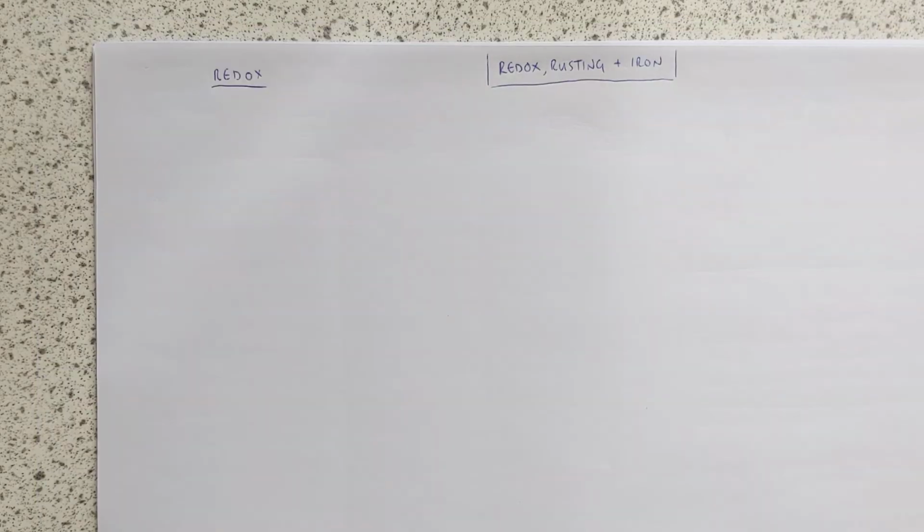In this video, we're going to look at topic 2.2 in Year 12 Chemistry, which is redox, rusting and iron. In reality, this topic is basically three smaller topics pushed into one. So we've got a section on redox, a section on rusting, and then a section on iron to look at. So the first section we'll look at is on redox.